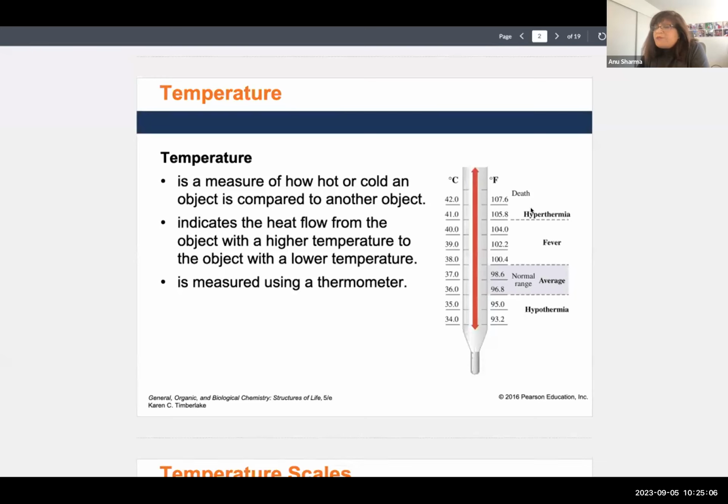105 is like hyperthermia. Hyperthermia: hyper is more, thermia relates to heat. Anything higher than that will obviously cause death. Hypothermia is lower. Hypo is lower, thermia is again temperature. So below 96 degrees Fahrenheit, people can die of hypothermia also. Okay, either way, this is our normal range in degree Fahrenheit.